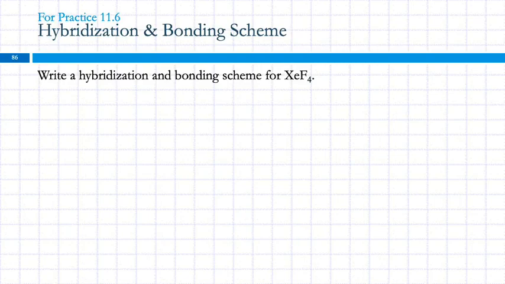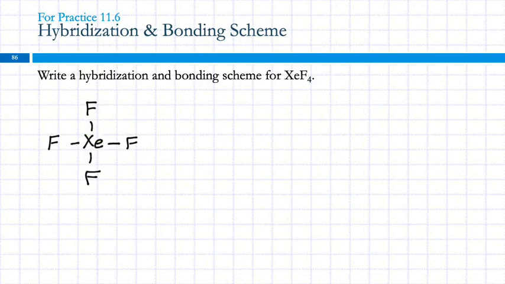So this is saying, write a hybridization and bonding scheme for xenon tetrafluoride. We have to start with the Lewis structure, because we can't just assume that there are 4 electron groups because there's 4 bonds. So we'd start with xenon in the middle and put the fluorines around. And then we'd have to count up the number of electrons. Right, 4 times 7 is 28 plus 8, there's 36. 2, 4, 6, 8.